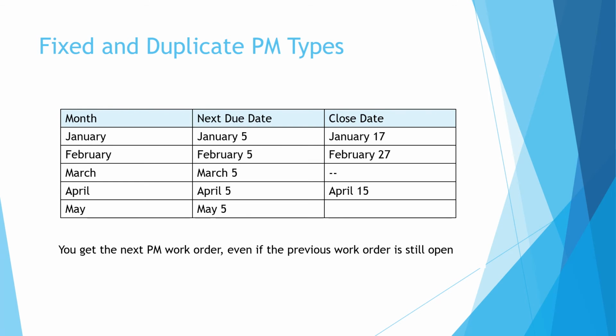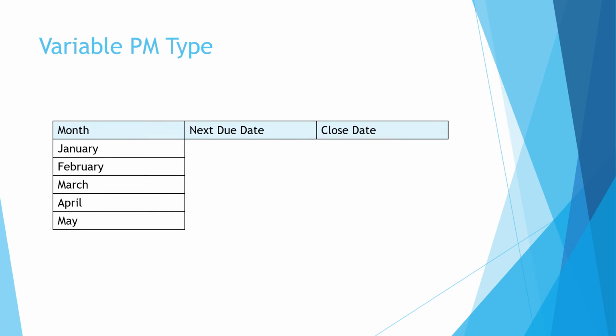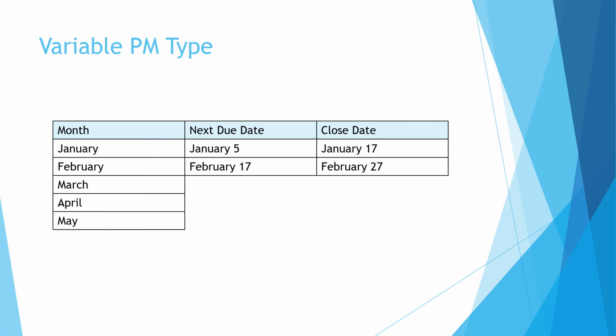The PM type of variable tells Infor EAM to recalculate the PM work order due date according to the close date of the last PM work order. For example, a PM work order is released on January 5th and then closed on January 17th. The next work order will be released on February 17th. That work order is closed on February 27th, so the next work order is released on March 27th.